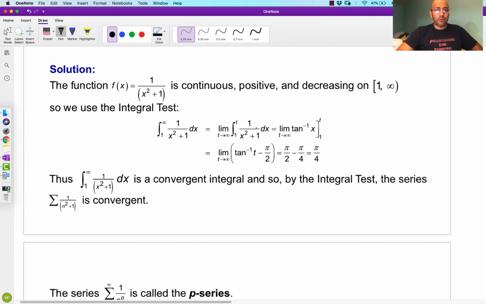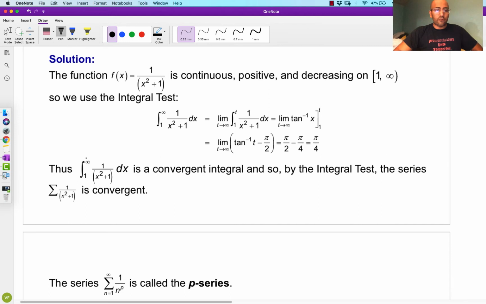And so that one could be a tricky one if you don't remember your derivatives of trig functions. The derivative of tan inverse is 1 over x squared plus 1. That's something you just got to pull out of your left brain somewhere, or have a nice table at the ready with the common derivatives. So we saw that this equals pi over 4. Hopefully I did a decent enough job of convincing you that that part is true. Thus, the integral from 1 to infinity of 1 over x squared plus 1 dx is a convergent integral, and so by the integral test, the series also converges.